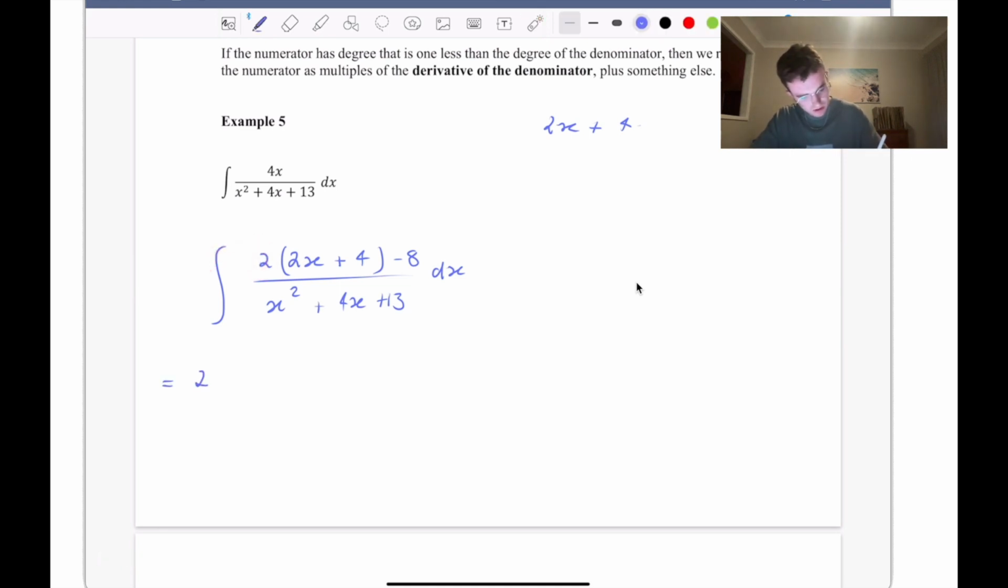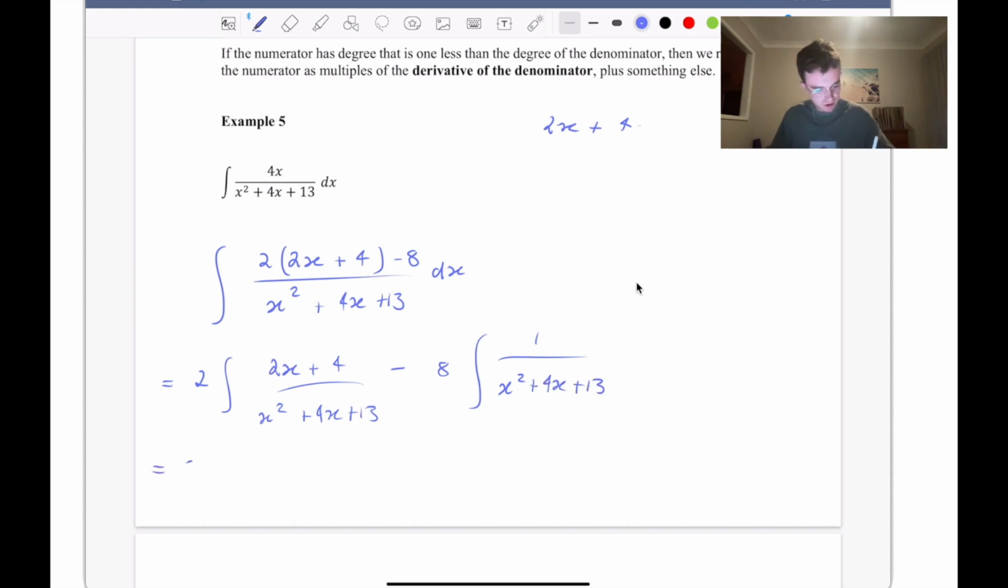2 lots of the integral of 2x plus 4 on x squared plus 4x plus 13 minus 8 lots of the integral of 1 over x squared plus 4x plus 13. Now that's 2 lots of the differentiation of the bottom is now on the top, so it's the natural logarithm of x squared plus 4x plus 13.